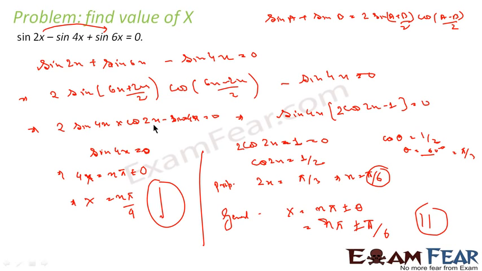What we have done, we have found that 2x and 6x, if you add and divide by 2, becomes 4x. So we have taken this together. So we have got sine 4x common. So we got this equation, sine 4x into 2 cos 2x minus 1 is equal to 0. That means either sine 4x is equal to 0 or 2 cos 2x minus 1 is equal to 0. And then we solved this, we got in the first case x equal to n pi by 4, in the second case x equal to n pi plus minus pi by 6.